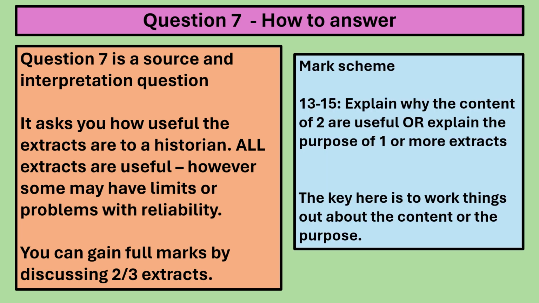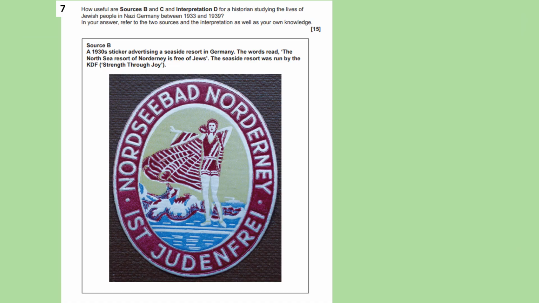Okay. So the mark scheme there shows us to get into that top band of marks, 13 to 15 out of 15, we need to explain why the content of 2 of the sources or interpretations are useful. Or actually, again here, explaining the purpose of 1 of the extracts can also get you into the top band of marks as well. The key here is to work things out about the content, so what the sources actually say, or the purpose of them. That's what's going to get you the marks.